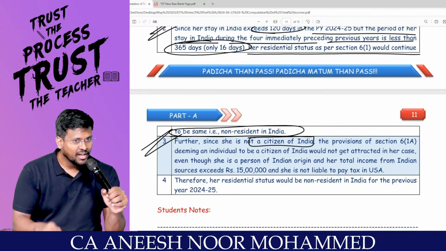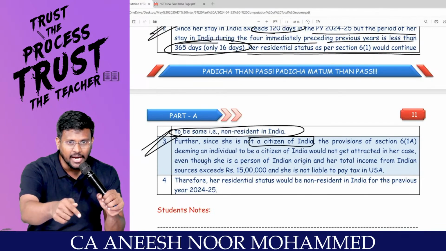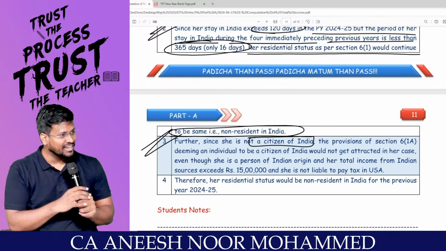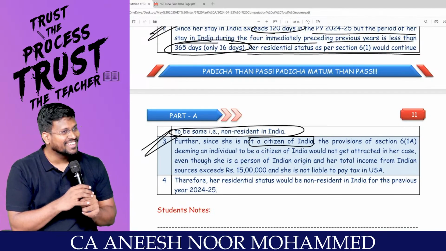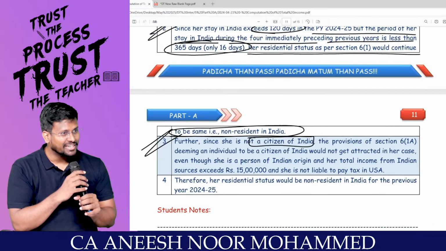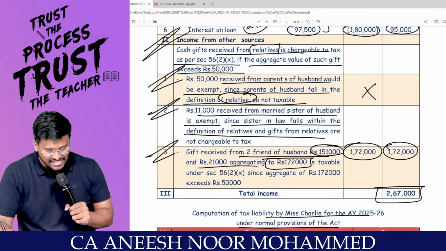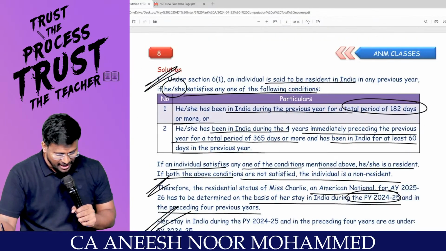In order to treat him as a person of Indian origin, he should be an Indian citizen. Correct? Yes sir. Question is specifically saying that. Go back to the question, man.